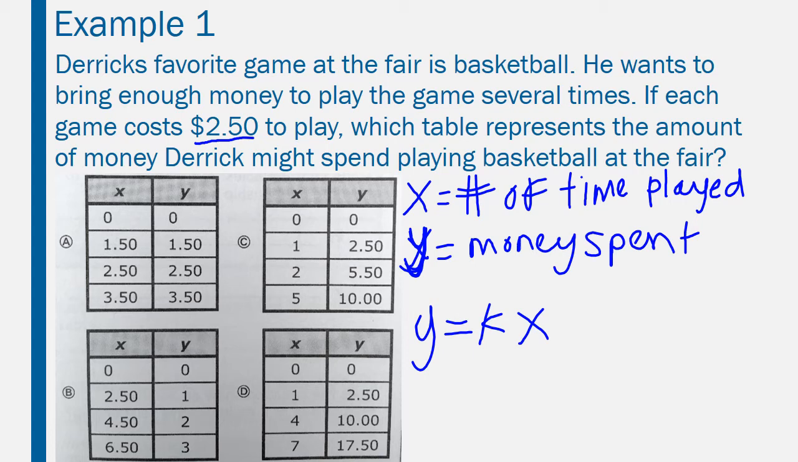But is that the equation matching the word problem? Oh, no, yeah, you get it. Okay, so what would I put instead? Y equals, good job. Yeah, $2.50 times x. That is saying we're going to multiply $2.50 times the number of games played, and that is going to equal the money spent. Good job.